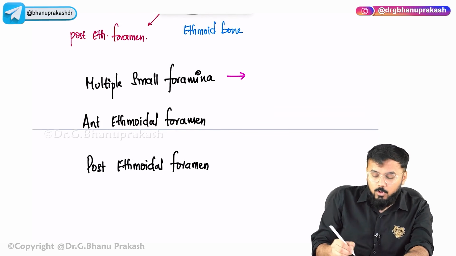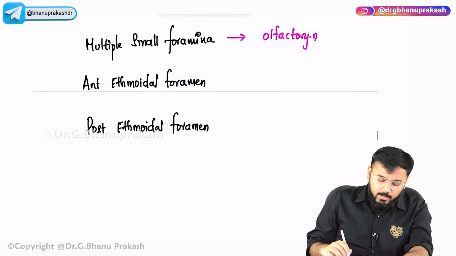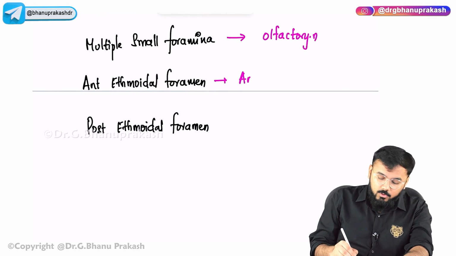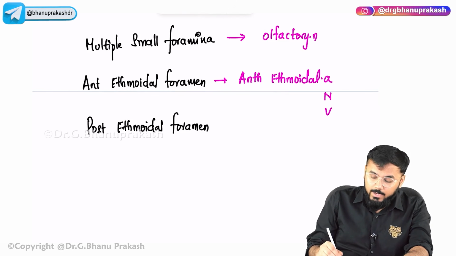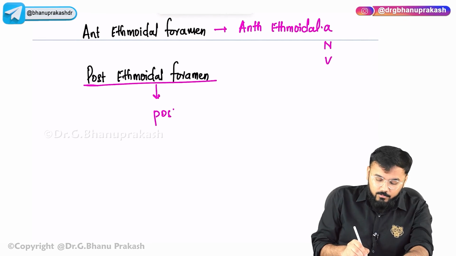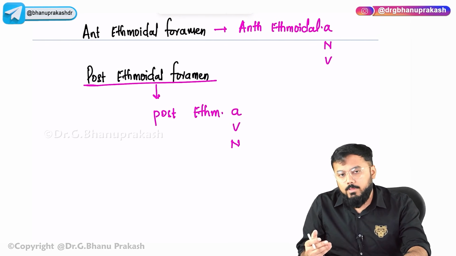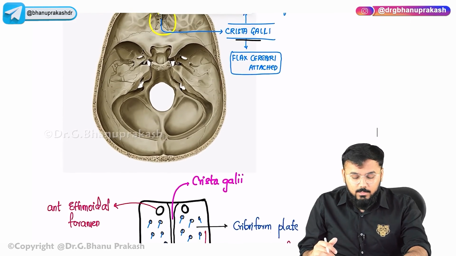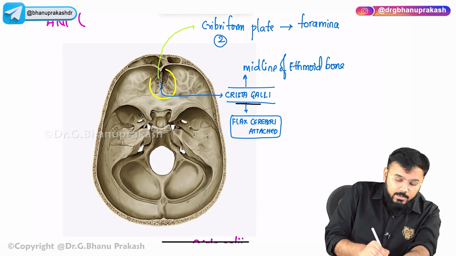So through these multiple small foramina, what structures do you see? You come across the olfactory nerve. Now anterior ethmoidal foramen, what do you have? You have got the anterior ethmoidal artery, the anterior ethmoidal nerve, and the anterior ethmoidal vein. Now coming to the posterior ethmoidal foramen, what do you have? You have got the posterior ethmoidal artery, vein and nerve. So these are the foramens and the structures passing through them, located in your anterior cranial fossa.